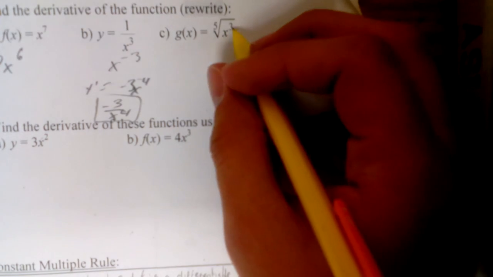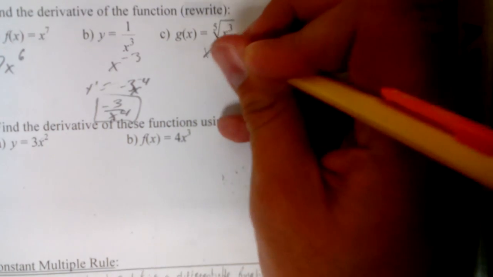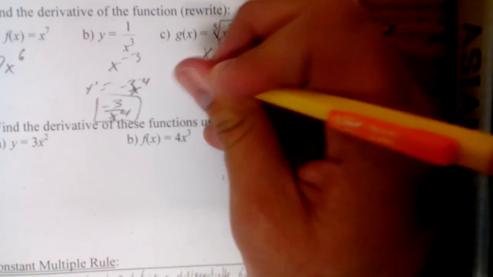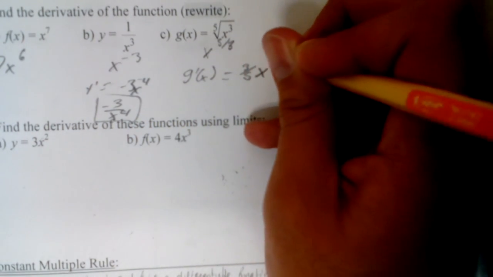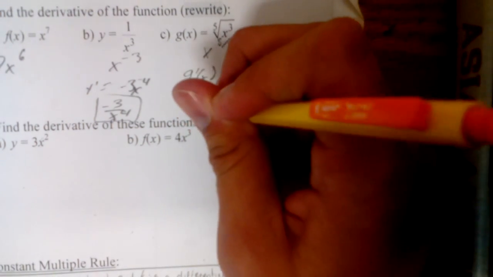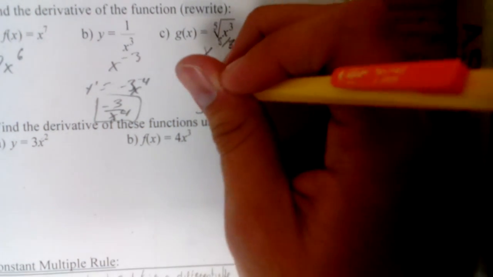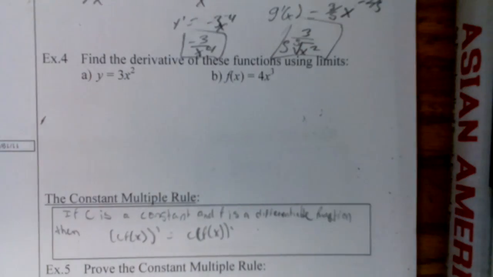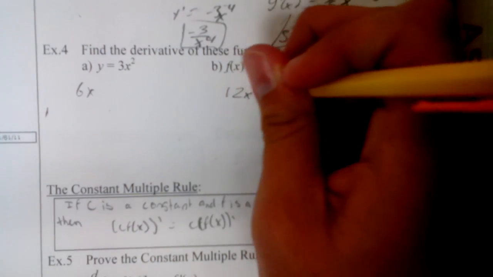And for the cube root of x to the 5th, you can rewrite it as x to the 5/3. G prime of x equals 3/5 x to the negative 2/5, which is 3 over 5 times the 5th root of x squared. And the derivative of 3x squared is 6x, and the derivative of 4x cubed is just 12x squared.